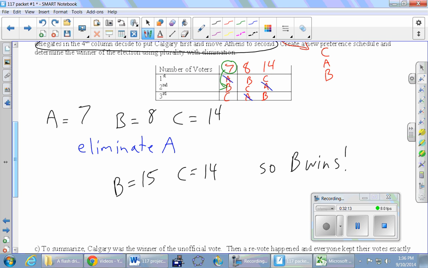What's surprising about that? That it wasn't C, right? C won the election. Then everybody voted the same exact way, except some people said, hey, I like C even more than I did before. So C should have gotten stronger, but somehow they lost. And that doesn't feel fair. So, get our summary down here.